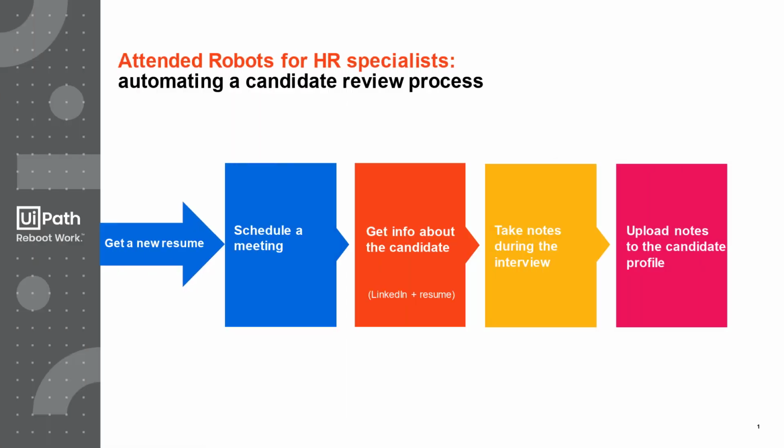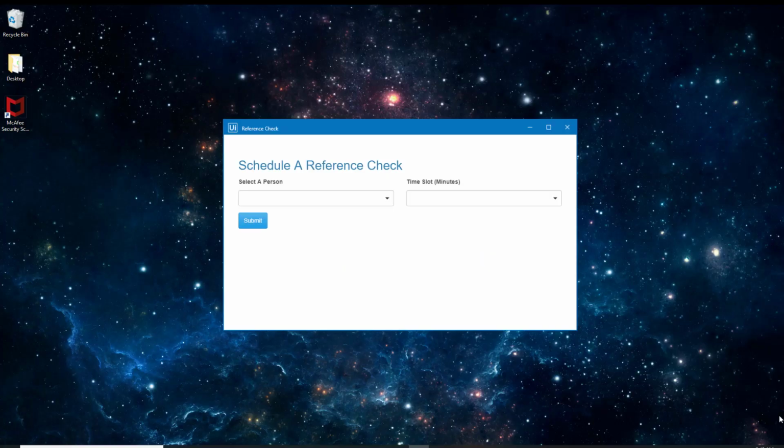Once our HR department gets a new resume, the robot helps me schedule a meeting with a referral candidate. 5 minutes before the meeting, it gets info about the candidate from the resume, opens the corresponding LinkedIn profile, and prepares a form where I can take notes. During the meeting, it saves all of my notes and uploads them to the candidate's profile after I finished.